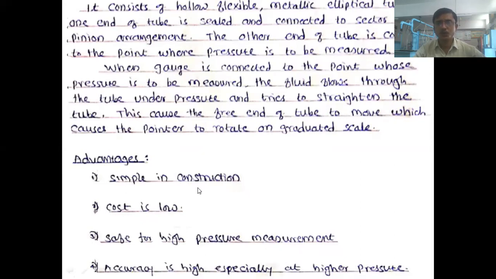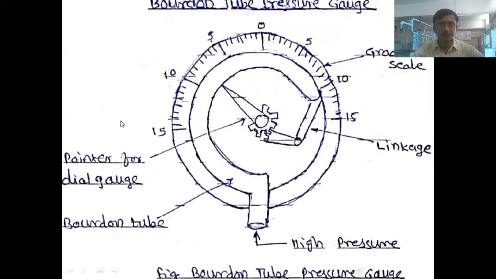And whenever you go to check the air in your tires, the device we use at that time is the Bourdon tube pressure gauge, which is the most commonly used. So this was the theory about the Bourdon tube pressure gauge, right?